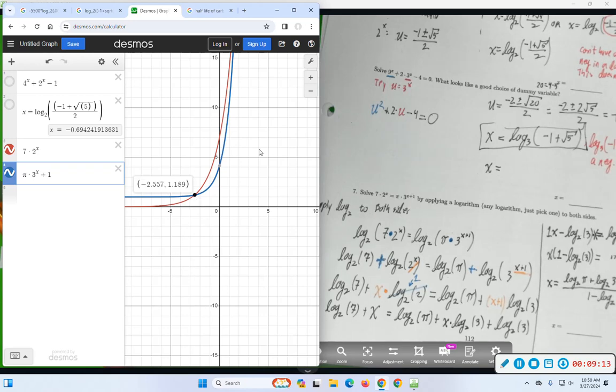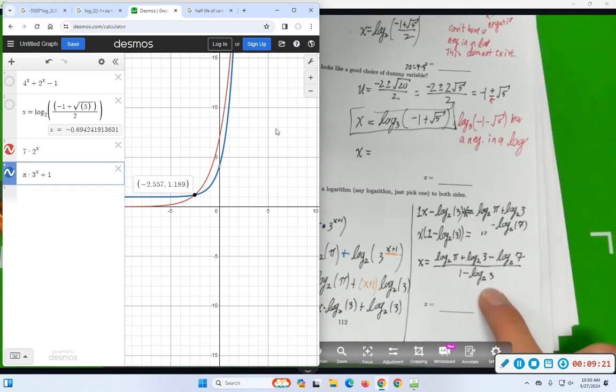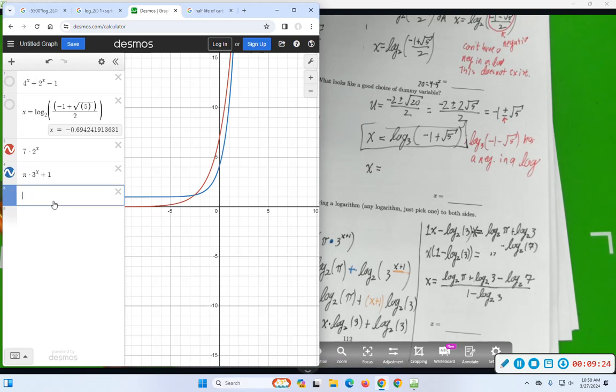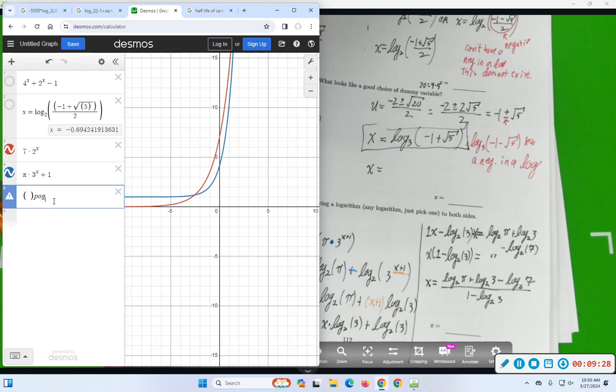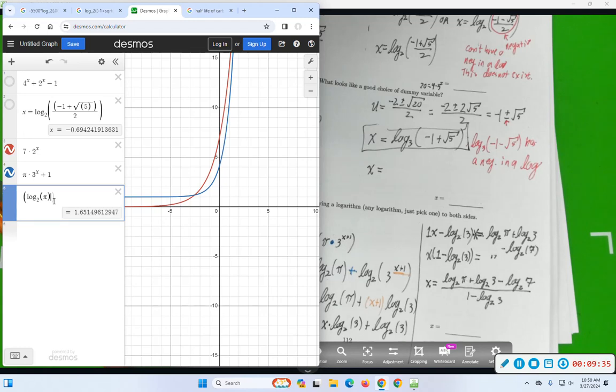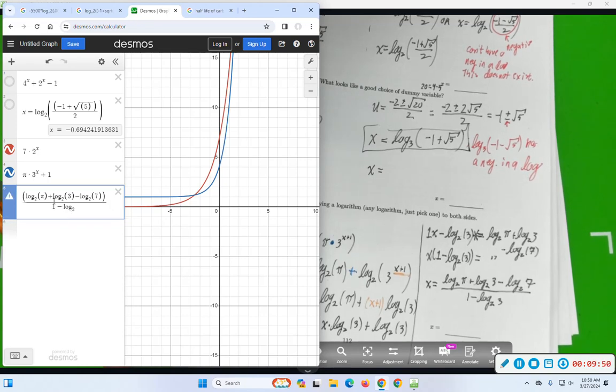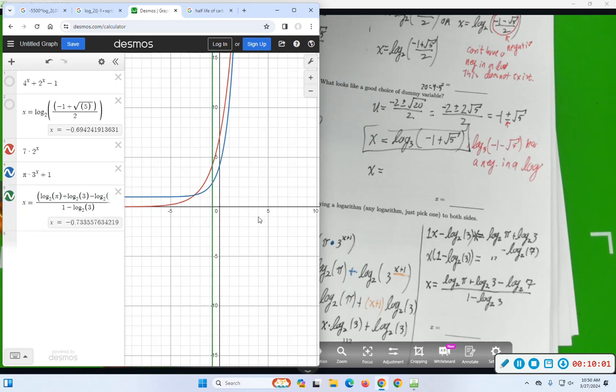It looks like there is one place where those two curves cross. There's the x value. I have an exact value for what that thing should be. Let's see if it agrees. It's log base 2 of pi plus log base 2 of 3 minus log base 2 of 7 divided by 1 minus log base 2 of 3. That looks like it agrees with the x value where those two curves cross.